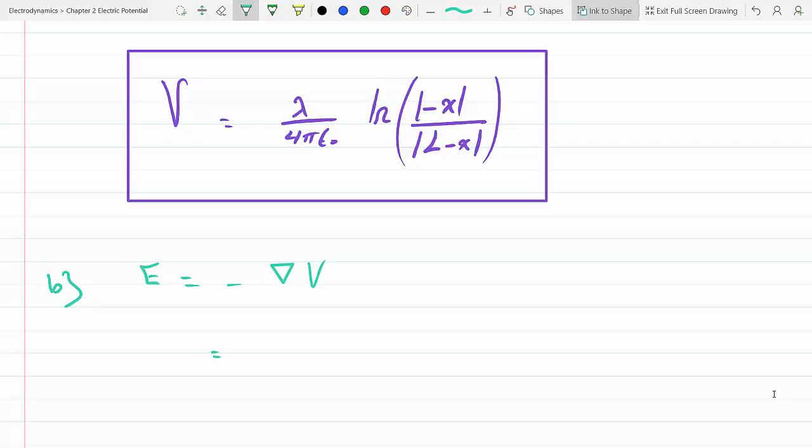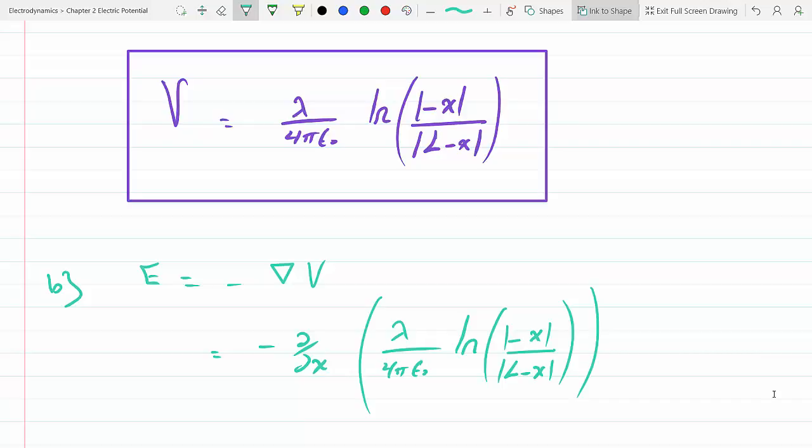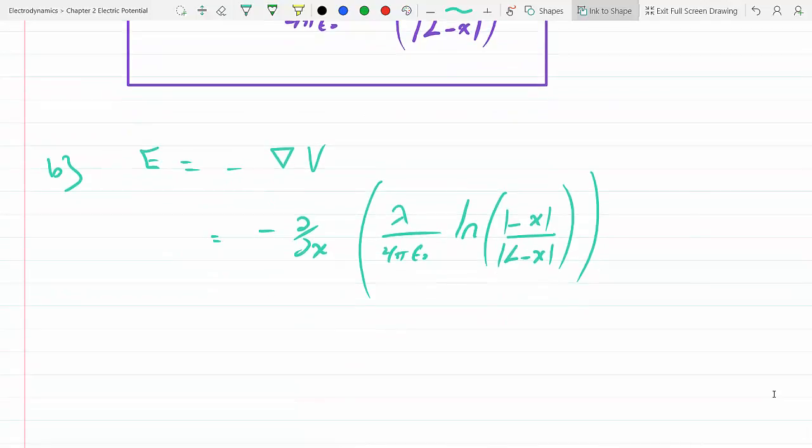So this is along the x-axis, right? There's no y or z dependence. So this is minus d over dx, or we could just do a straight derivative. Lambda over 4 pi epsilon times ln of minus x. Okay, so let's see, we have to differentiate this, correct?